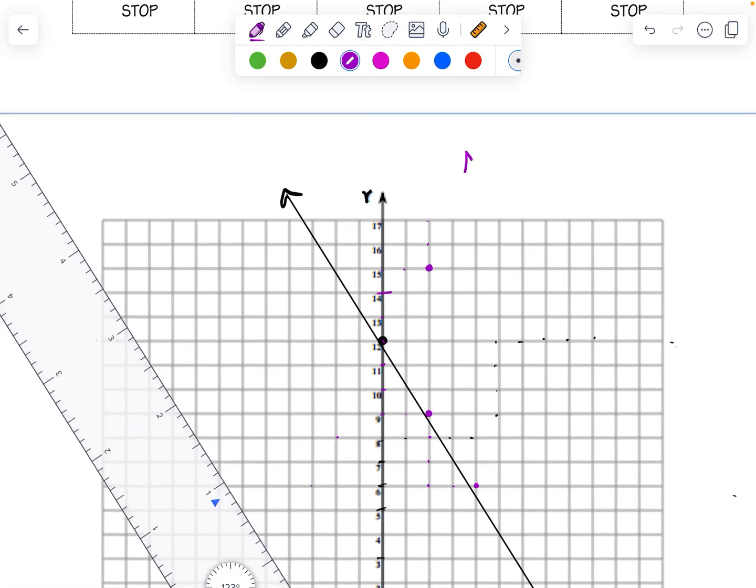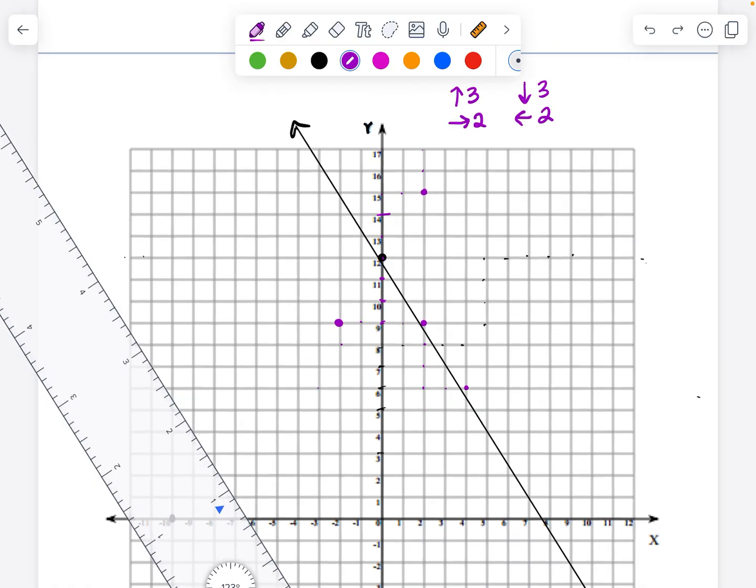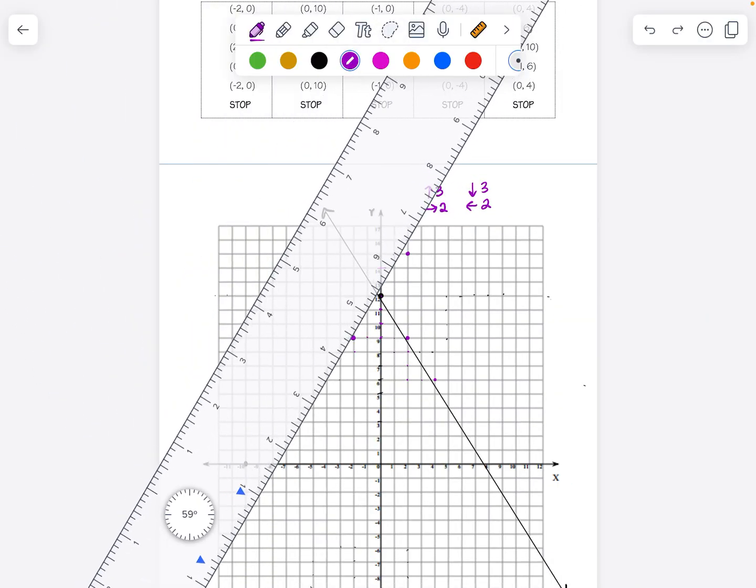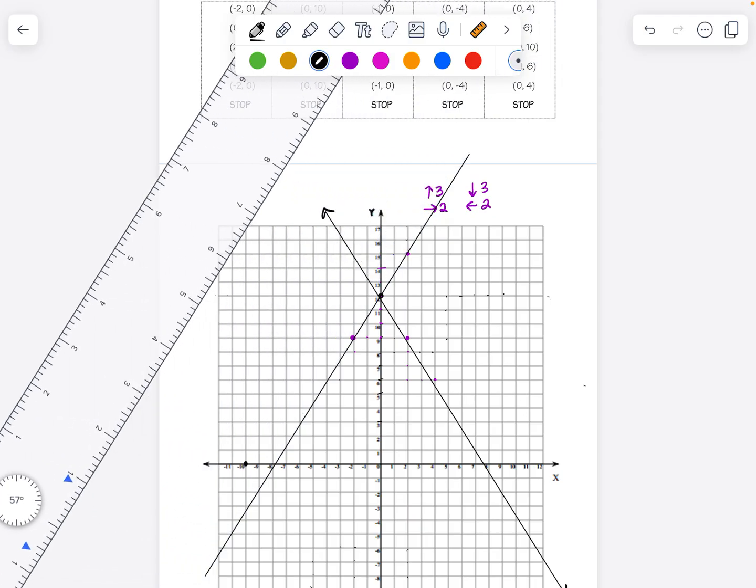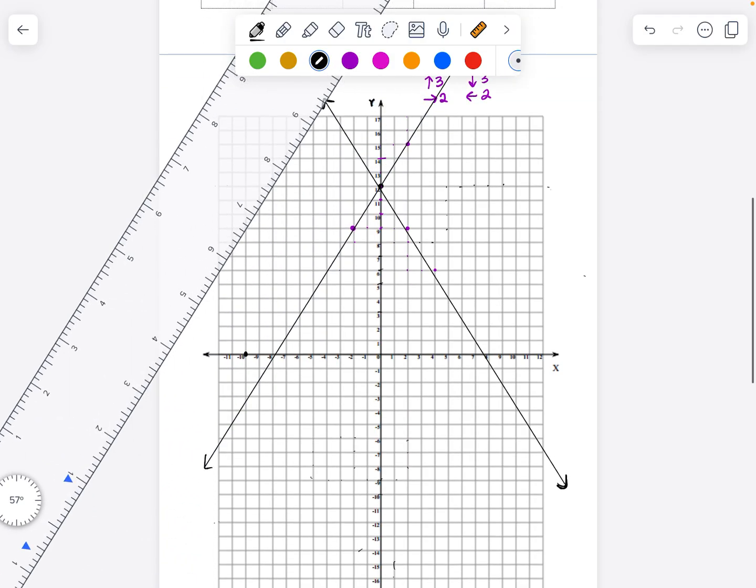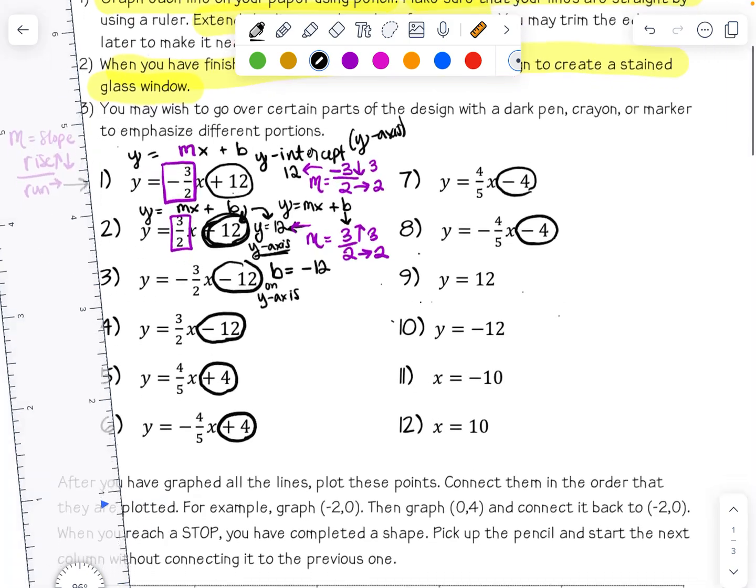So what's the opposite of up 3 over 2? The opposite is down 3 to the left 2. We can do that if we want to continue our line. So I'll go down 1, 2, 3 over 2. Does that look like it's continuing our line? Sure does. And then we have 3 points. That's enough to make our line. There it is. So far it looks pretty symmetrical. It looks like an upside down V or an X. Let's go back up for the next one.